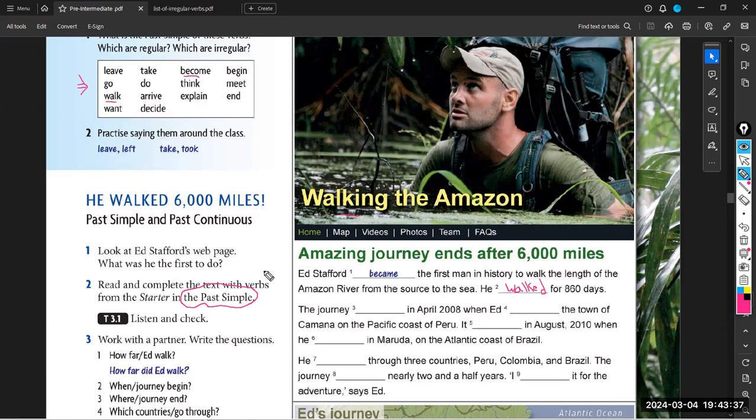The journey began, the journey ended. Okay, let me say the journey ended. Maybe, began or ended. I think we have another date. Began. Aha, thank you. It is began. So the journey began in April 2008. Absolutely, this date is in the simple past, and the past of begin is began.